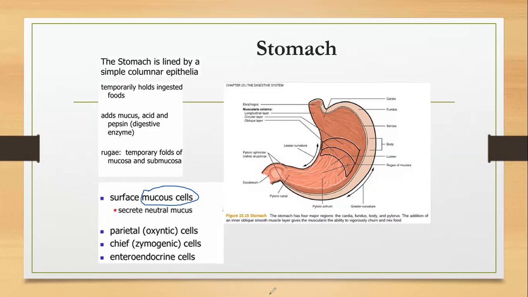Number 2, we have the parietal cells. Parietal cells are the ones which produce hydrochloric acid. The other name, because hydrochloric acid is highly corrosive, they are also called oxyntic cells. It's like they are causing oxidation and therefore they are causing corrosion. So remember, oxyntic and parietal cells are one and the same, and they are the ones that produce hydrochloric acid.